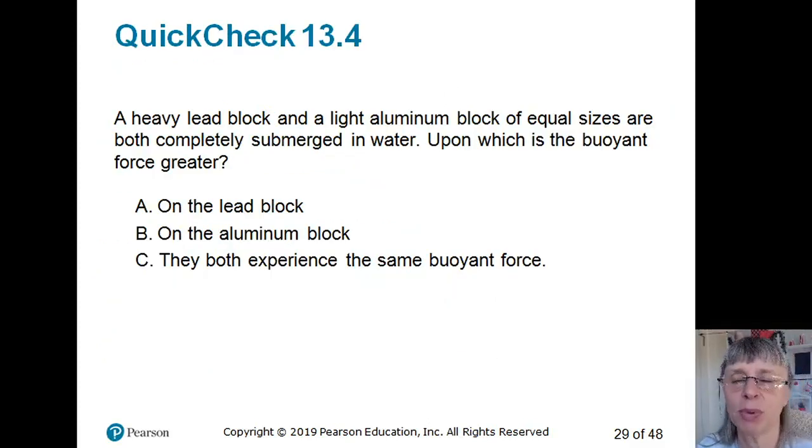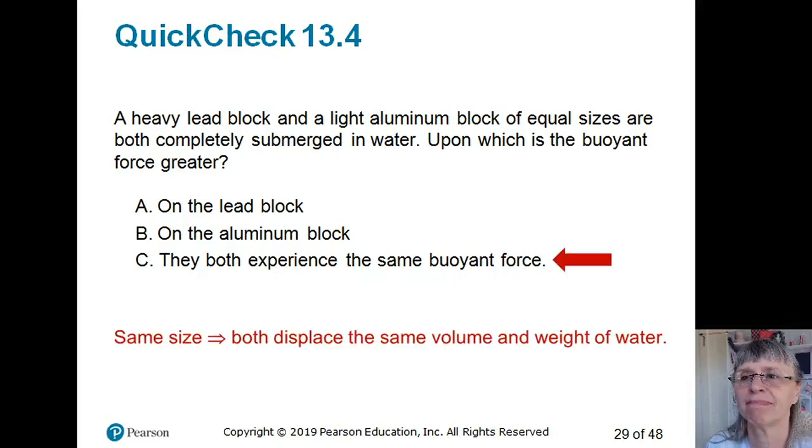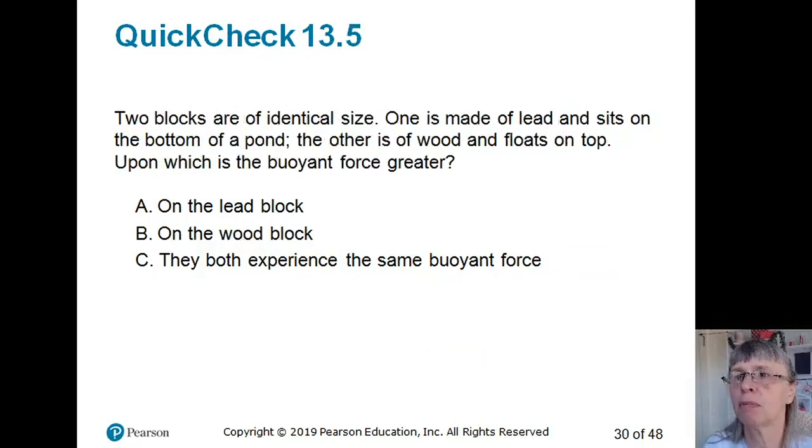So let's go back to buoyant force for a minute. We've got a heavy lead block and a light aluminum block. They're the same size, and by size they mean volume. They're both sitting underwater. So the question is, which one of those objects has the greater buoyant force? They both have the same volume. If you remember, buoyant force is density of the liquid times the volume displaced times g. So if the volume displaced is the same, the buoyant force is the same on both of them.